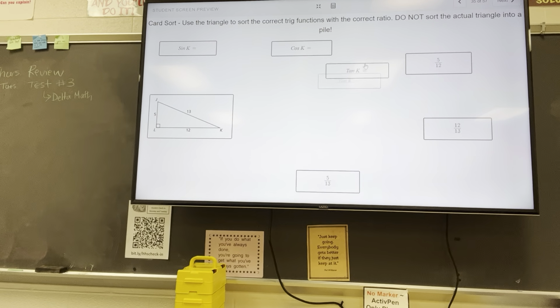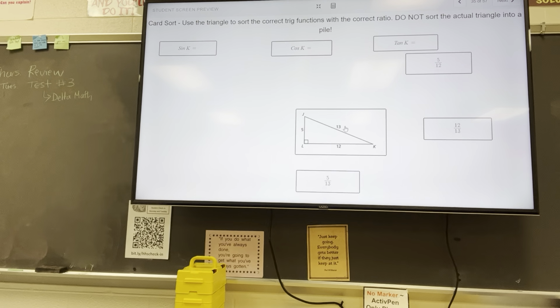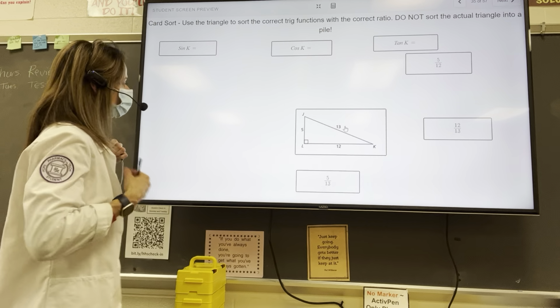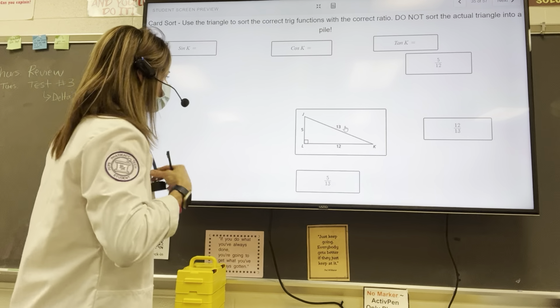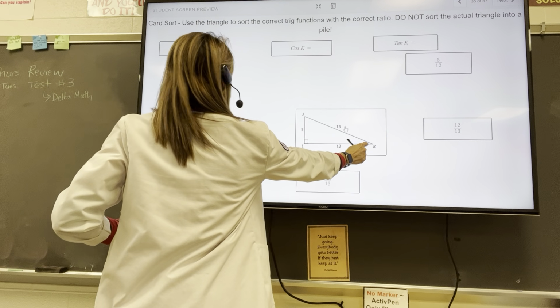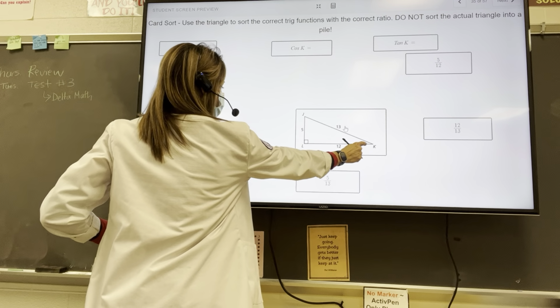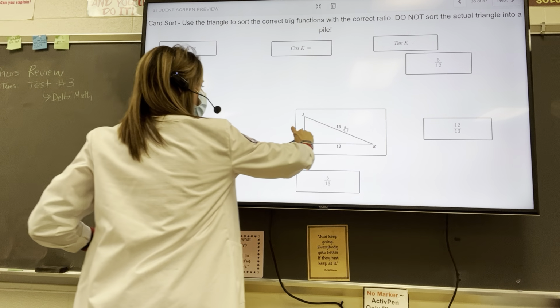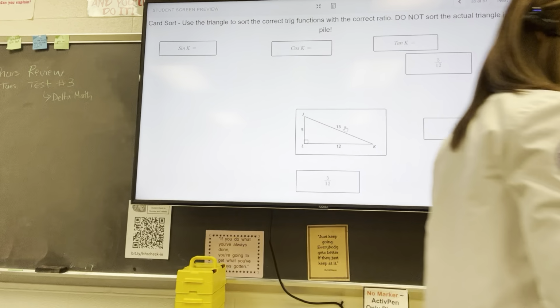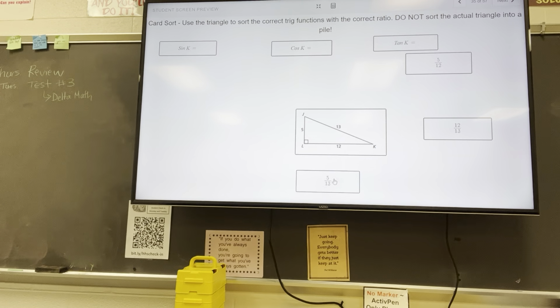Now let's use numbers. Same concept. Using this triangle right here, sine, and this K, now they're telling you what angle to reference. Angle K. I'm taking this off. Angle K is here. The sine relationship is the opposite side over the hypotenuse. So that's 5 over 13. Give you a couple seconds to do the other one.